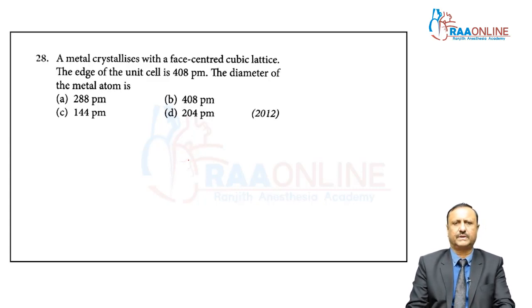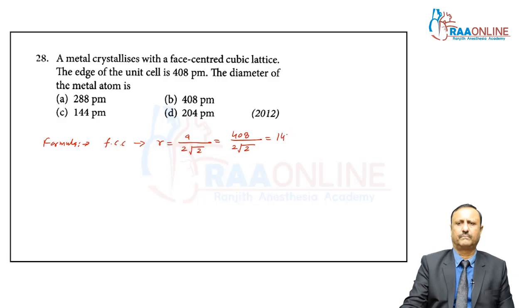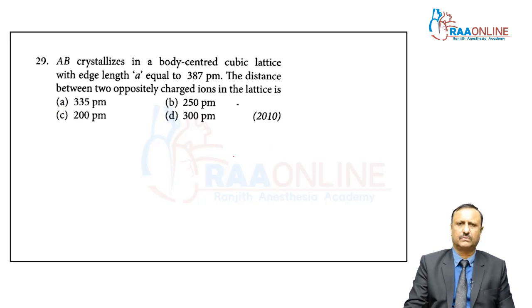Now we can go to question number 28. Here, my dear students, you can use a formula to solve this question. It is an FCC type crystal, and what is the formula for FCC? That is r is equal to a upon 2 root 2. Here a is 408 picometer upon 2 root 2, and when you solve this, you get 144 picometer, because only calculation is there. After that calculation, you get the answer C, 144 picometer. First, take 2 root 2, multiply by 2 and divide by 408. Now we can go to question number 29.